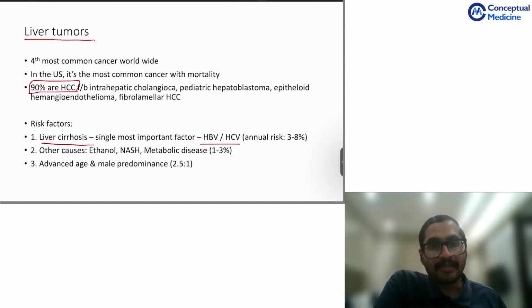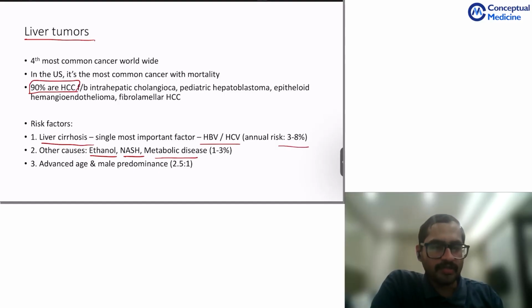And what are all the other causes? Ethanol-induced alcohol, non-alcoholic steatohepatitis or NAFLD, and other rare metabolic disorders like Wilson's and hemochromatosis. Compared with the most common cause, it is the virus which has a very high annual risk of 3 to 8%, followed by the other causes like alcohol, NASH, or metabolic liver disease.